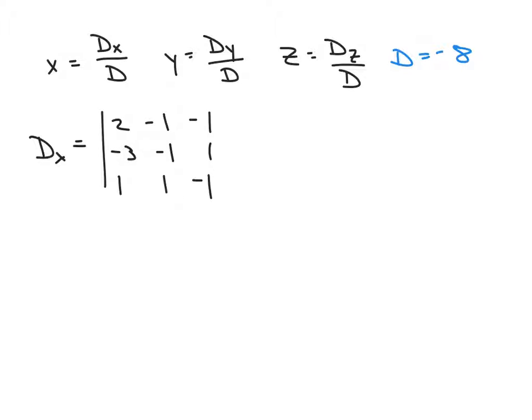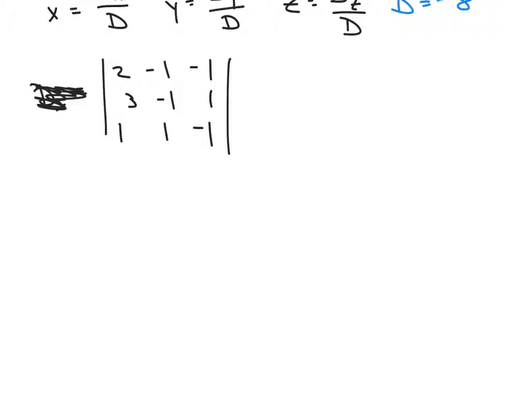So make sure I've got them right. 2, negative 1, 3. Oh, this is a positive 3. Negative 1, 1, 1, 1, negative 1. Okay, so that is what I started out with. Okay, let's get rid of that for right now.